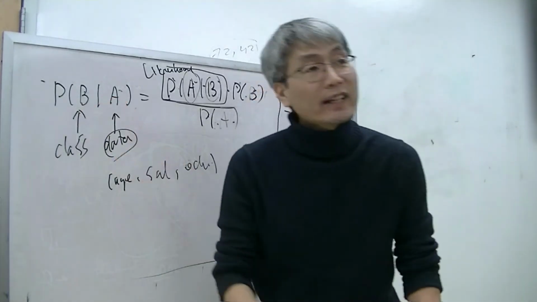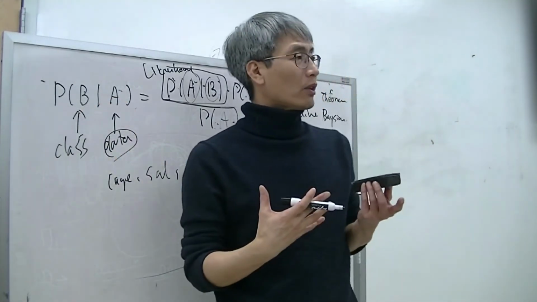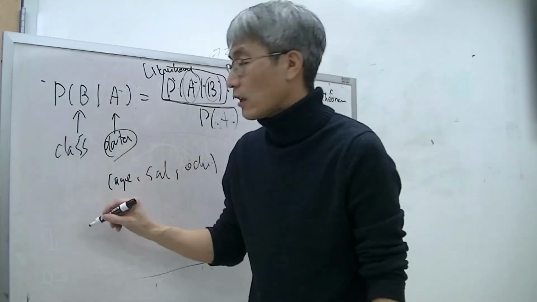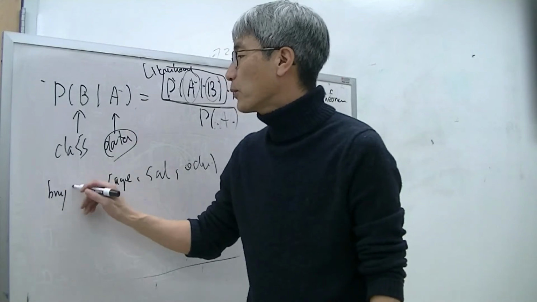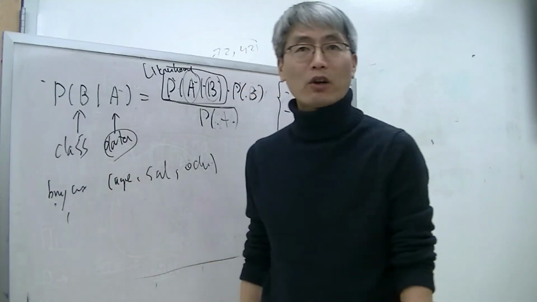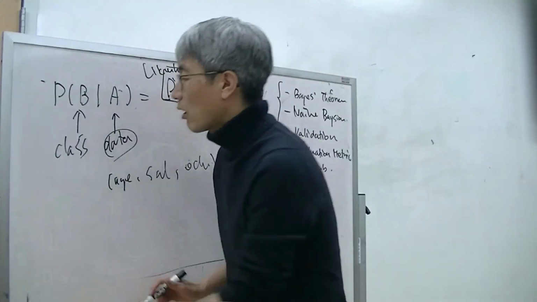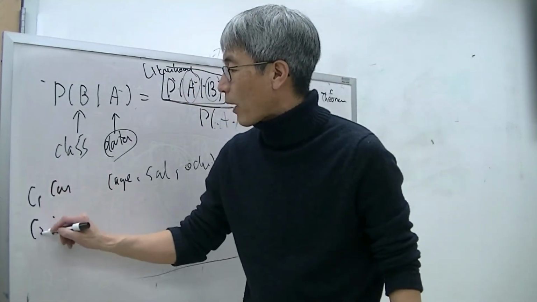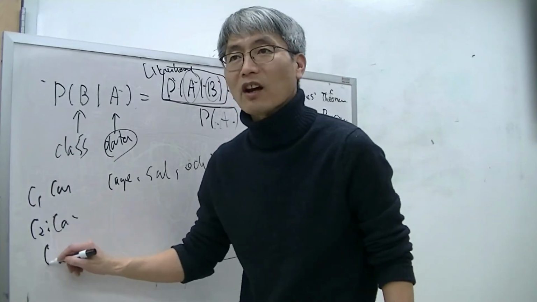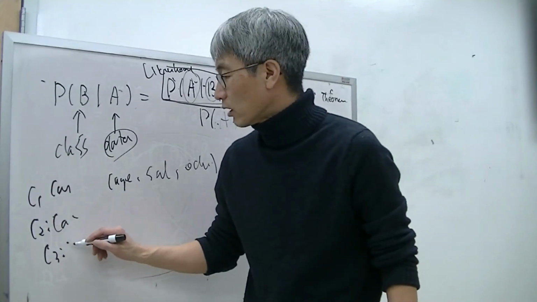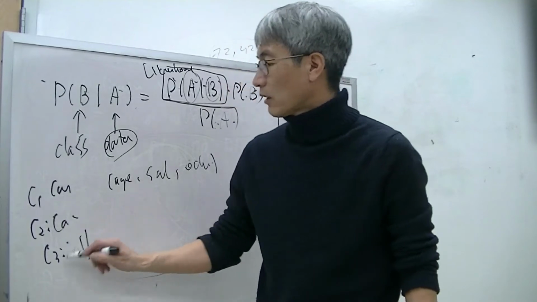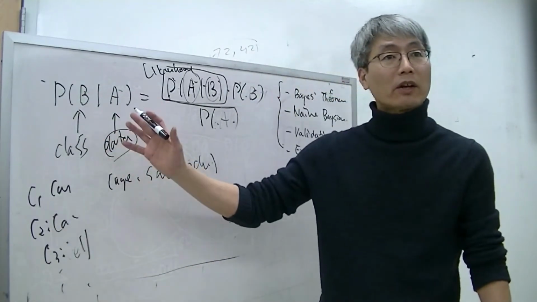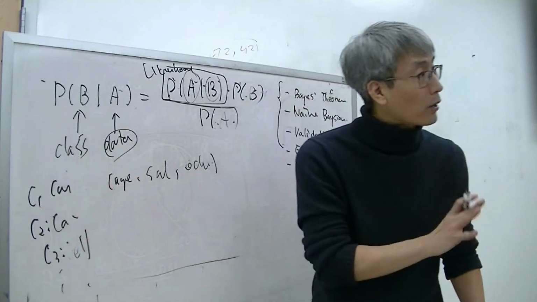Then B is, I'd like to classify this person based on buying a computer or not buying a computer. The second class is buying a car. The third class is buying a cell phone. The class can be many things. Okay? It's not just yes or no. It can be yes or no.